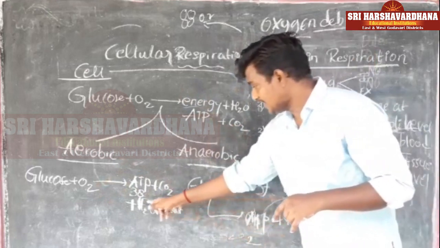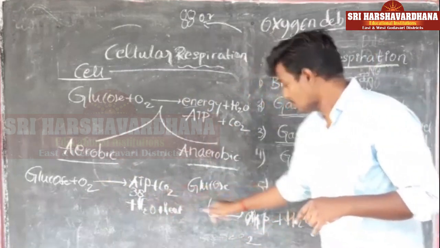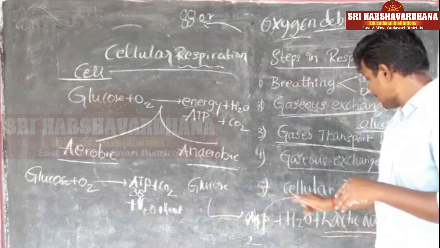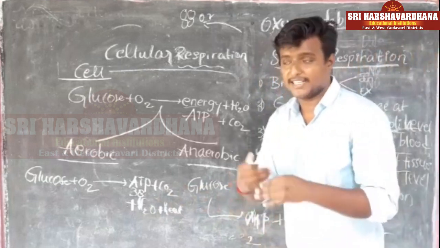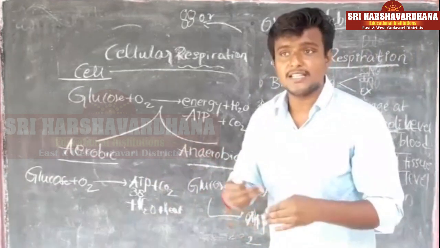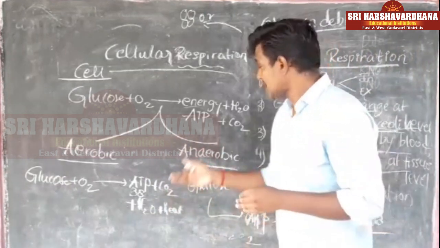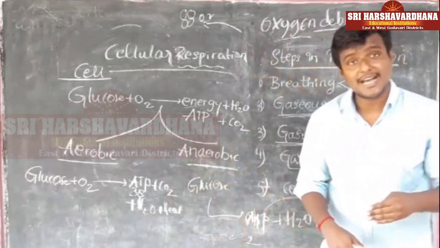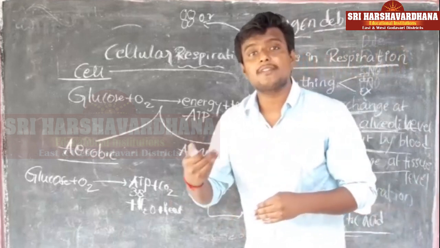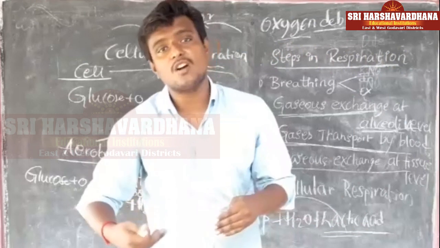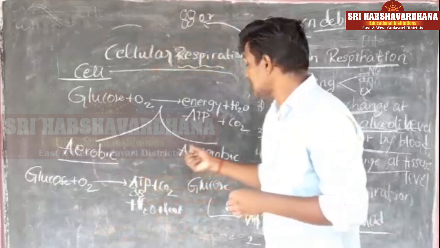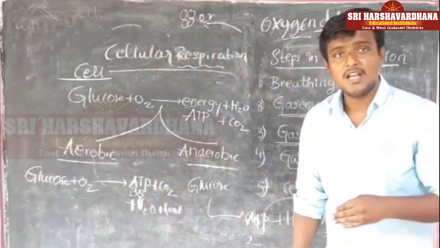The third difference we discussed here is that the end products of aerobic respiration are CO2 and water, while here the end product is lactic acid. And the fourth difference you have to learn is that aerobic respiration is done in normal conditions, but anaerobic respiration is done in oxygen-depleted conditions. Oxygen-depleted means when there is a small amount of oxygen in our body, and at that time anaerobic respiration takes place.